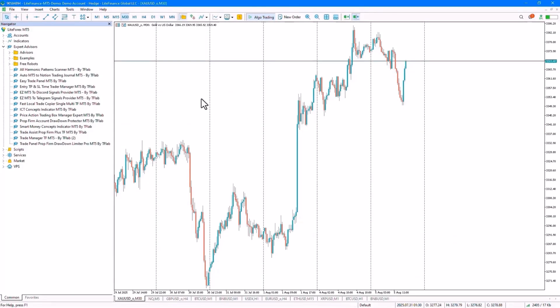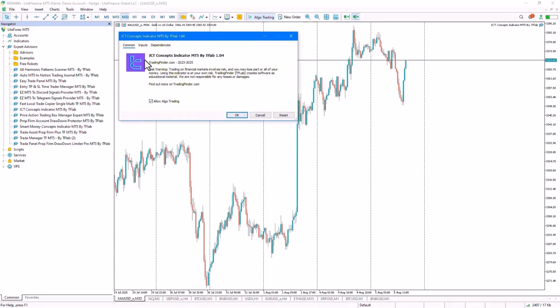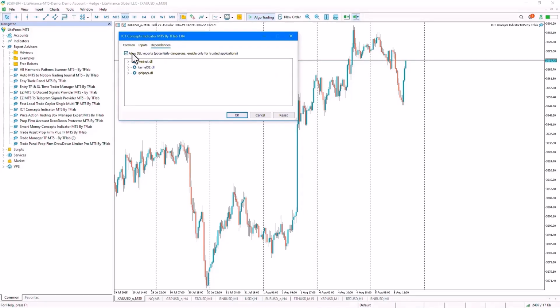From the Navigator section under Expert Advisors, we select the indicator file and run the indicator by dragging the file onto the chart. We go to the Dependencies tab, and in this tab, we need to enable the Allow DLL Imports option. We go to the Inputs tab, where you need to enter your own dedicated license for this indicator.